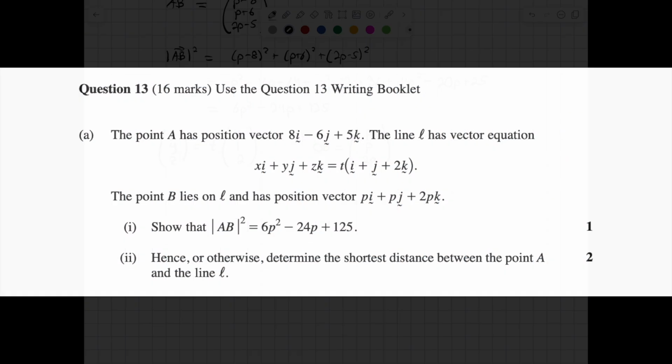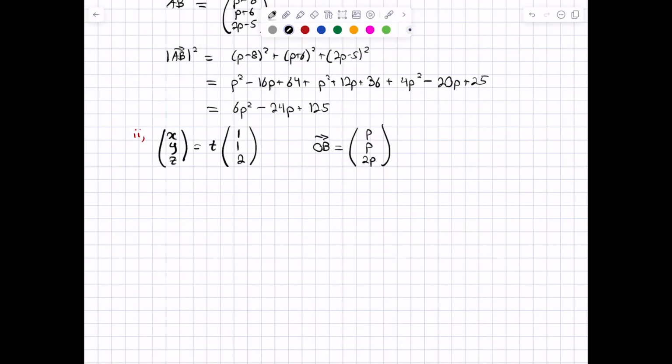Part 2. Hence or otherwise, determine the shortest distance from the point A to the line L. Now this is the equation of line L, and the point B has this position vector. So what I can see is that I obtain this position vector by setting this value of t equal to p. So if I was to draw this up, I have a line. Don't really know what it looks like, but I have some line. It's clear to me that this line passes through the origin, because this is like saying plus 0, 0, 0, and this would be the origin. So the origin lies on this line L.